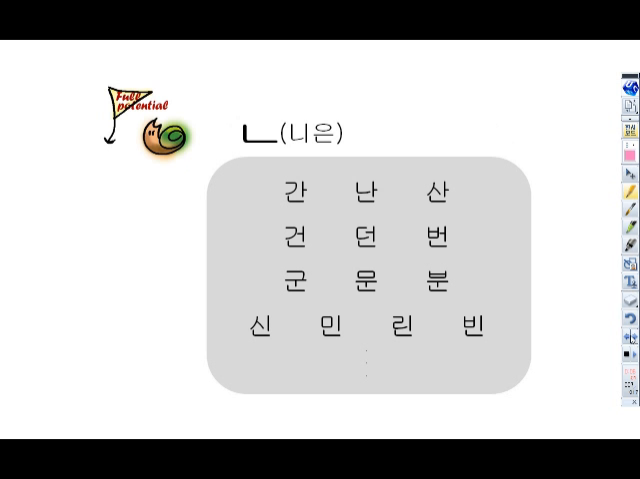Let's practice with 니은 first. Since it sounds like N in English, when it goes below the word, it sounds like this. 간, 난, 산, 건, 던, 번, 군, 문, 분, 신, 민, 린, 빈. You got it? Then practice with more words.